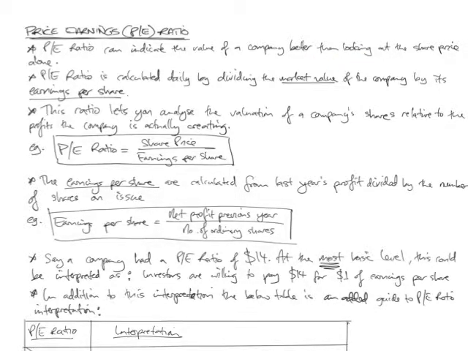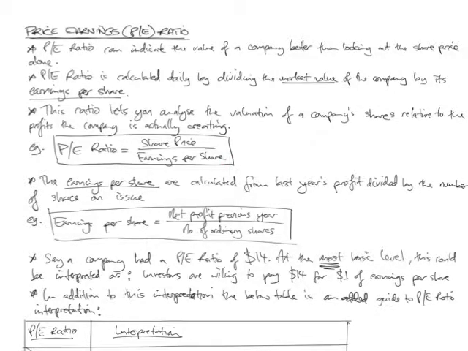Why is that? Because the PE ratio is calculated by dividing the market value of the company, how much the shares are worth each, by the amount of earnings the company makes per one of those shares. So this lets you analyze the valuation of a company's shares relative to how much money it's actually making. Essentially, the way you calculate PE ratio is the share price divided by the earnings per share. The only problem with that is we need to work out what the earnings per share are.